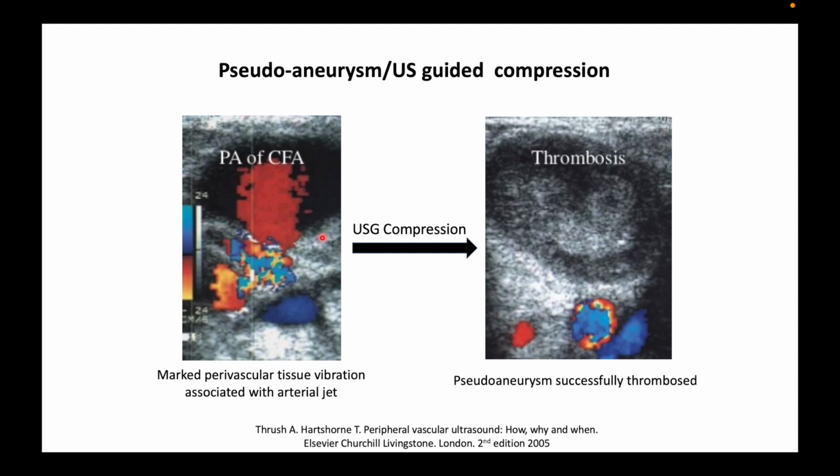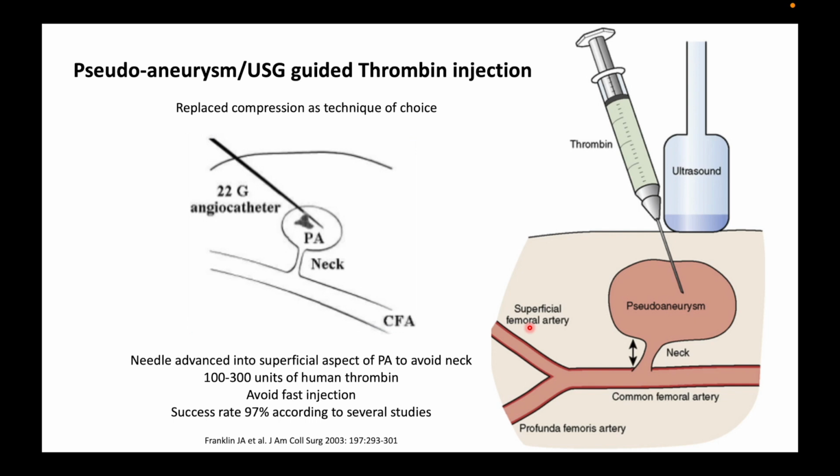That's a pseudoaneurysm of the common femoral artery, and then you can see flow here. Now with ultrasound compression you can see that the neck is occluded and therefore the stasis is taking place, and then finally it thromboses and the pseudoaneurysm closes. If you want to increase your success further, well, then you can give injection of thrombin directly into the pseudoaneurysm.